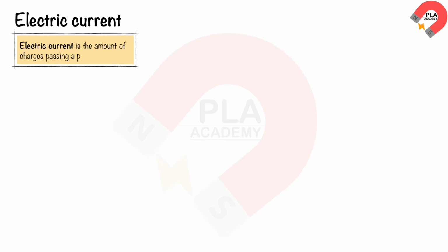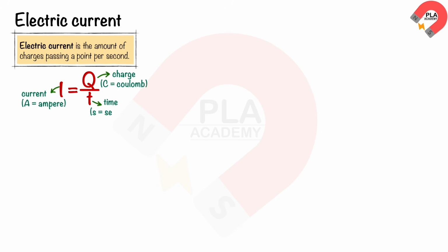Electric current. The electric current is related to the flow of charge. So the definition of electric current is the amount of charge passing a point per second. We can rewrite the equation as I equals Q over T, where I is the current in ampere, Q is the amount of charge in coulomb, T is the time in second. So, 1 ampere is 1 coulomb per second.